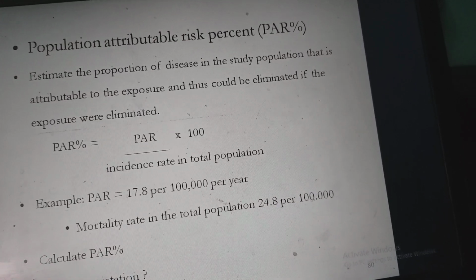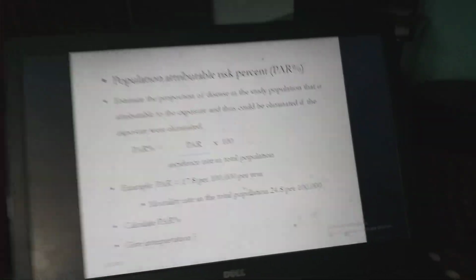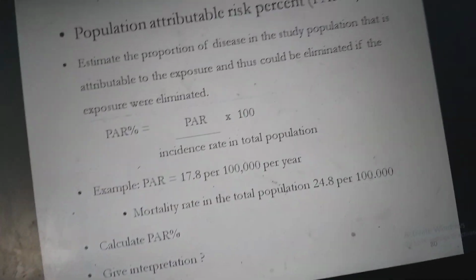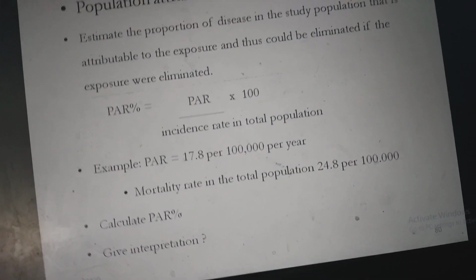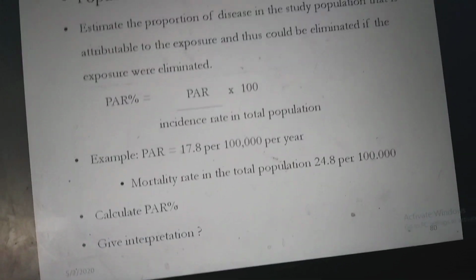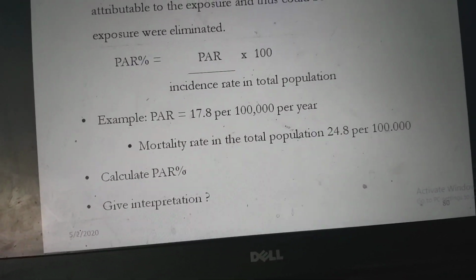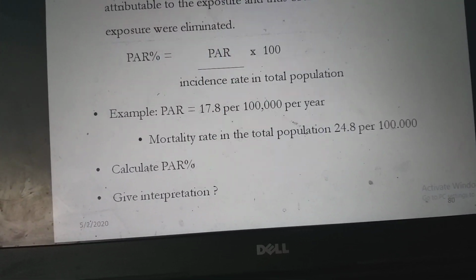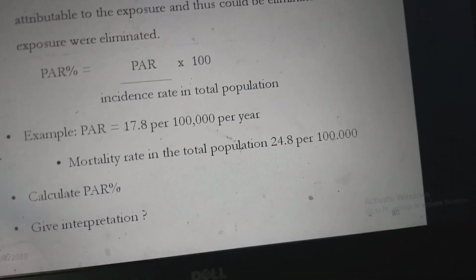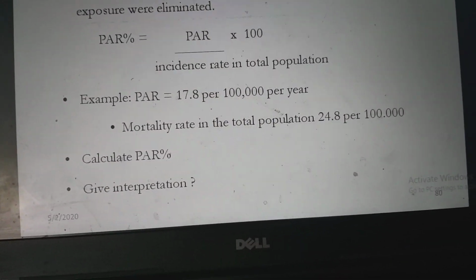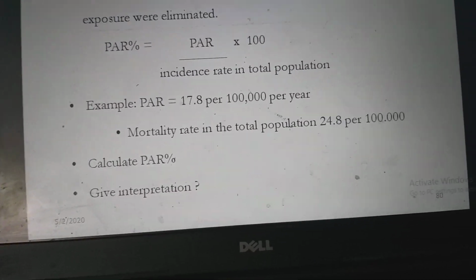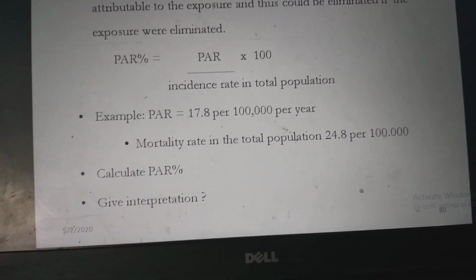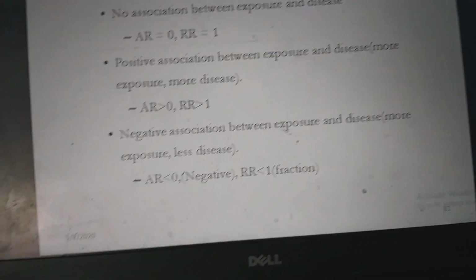Good. Population attributable risk percentage means once you find population attributable risk, times 100, divided by incidence rate in the total population. Most of the time this will be given. For example, population attributable risk 17.8, mortality rate in the total population 24.8. So 17.8 divided by 24.8 times 100. Simply this is what we call population attributable risk percentage.